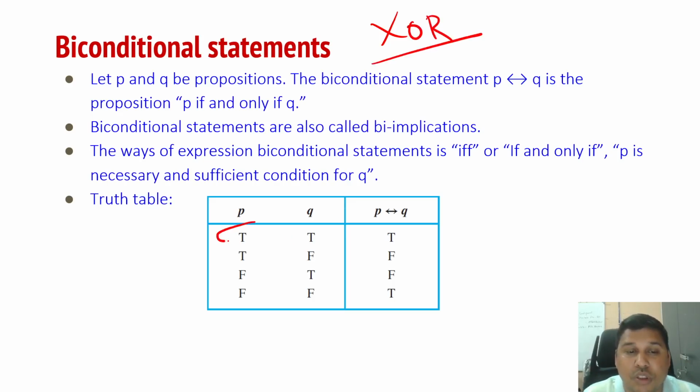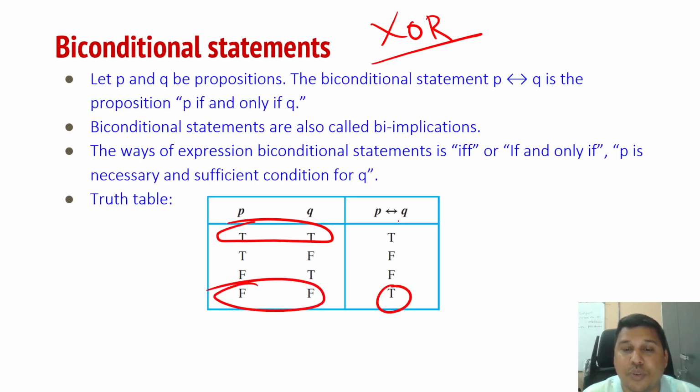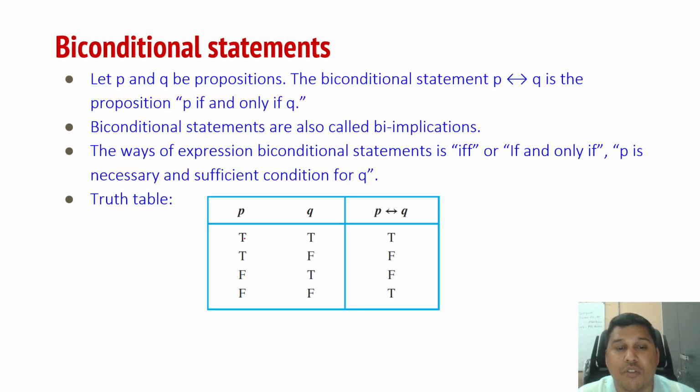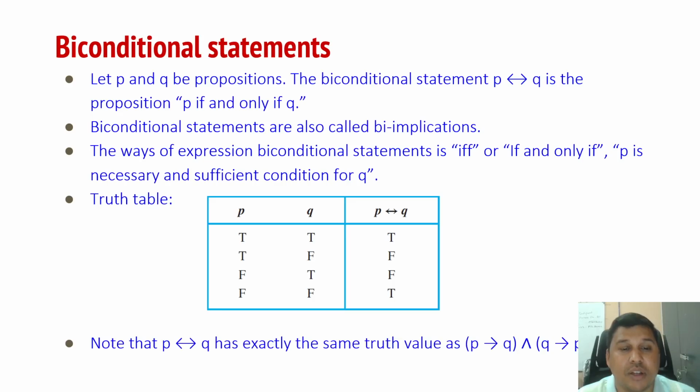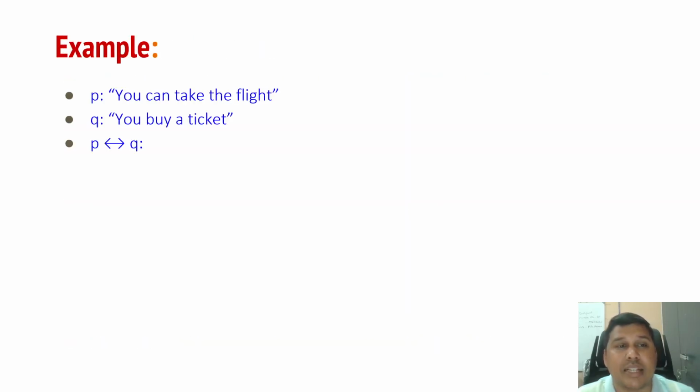See, when both are the same, it is true. Other cases, it is false. When both are true, it is true. When both are false, it is true. And when one is true and the other is false, it is false. When both values are the same, it is true. Remember that. So let's see some examples.